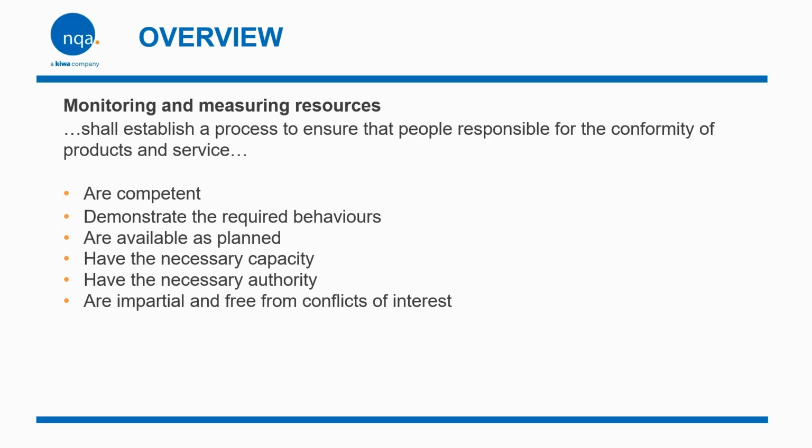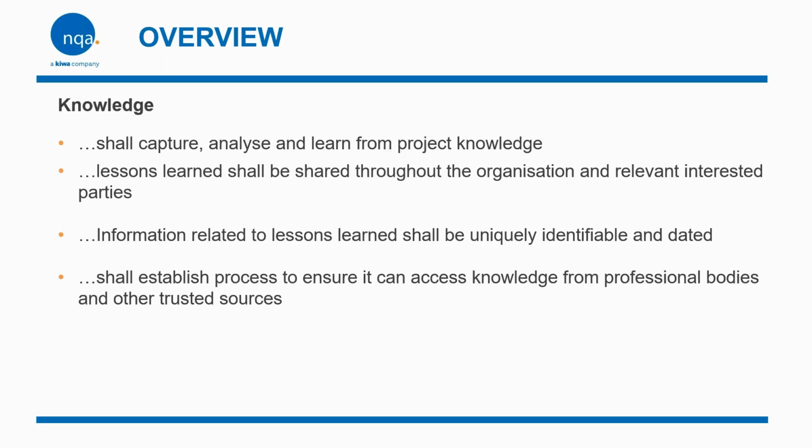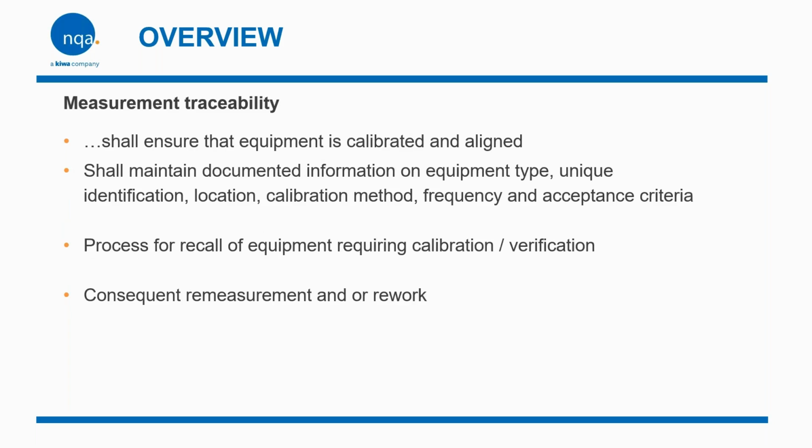Quality critical roles must be resourced properly and scheduled in advance. You need to have the necessary capacity and the necessary authority. The personnel must be empowered to make decisions, raise concerns, even stop work or escalate issues when non-conformities are identified. They need to be impartial and free from conflicts of interest, and must act independently of commercial and delivery pressures. So measurement and traceability is another part of the standard.